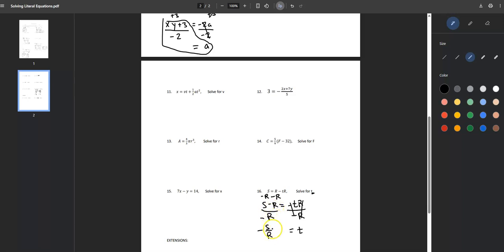Again, it does not matter. And then this would be plus 1. You could do it like that as well. And that would work as well because you're dividing the s by negative r and the negative r by negative r. So either one of these, this top one or this bottom one, are correct forms for that.